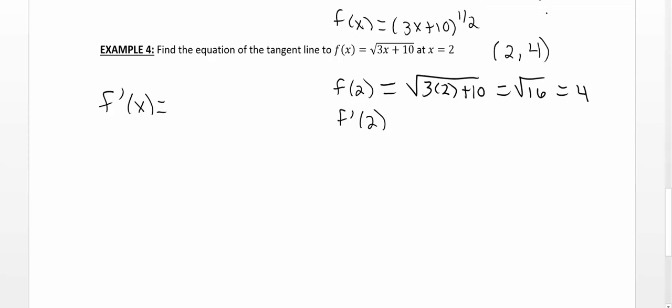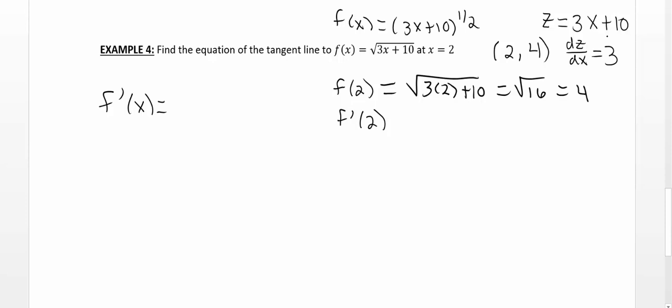So again, we're going to start by figuring out what z is. z is the inside function, or the function that's raised to the power, which is 3x plus 10. We also need dz dx, the derivative of that function. The derivative of 3x is 3, and the derivative of 10 is 0.